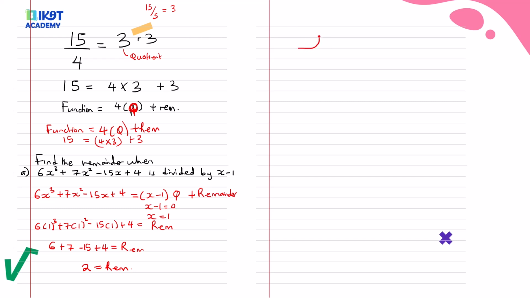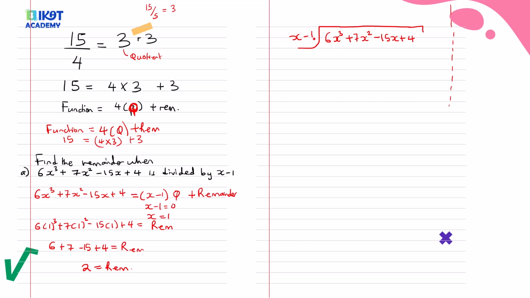Here I would like you to take keen interest in this. So this is our division sign. We have 6x cubed plus 7x squared minus 15x plus 4, and we are dividing it by x minus 1. Every time we are doing long division, we are always going to focus on removing the term we are dealing with at the moment.